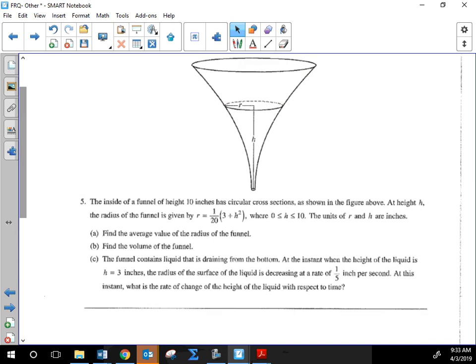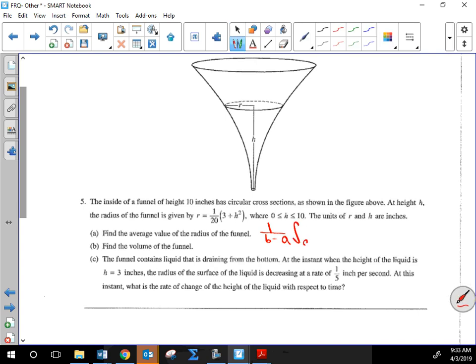Alright, so find the average value of the radius of the funnel. For the average value, you want to do 1/(b minus a) times the integral from a to b of my radius. And radius is a function of h, so it would be r(h) dh. Make sure you're careful to match up the proper variables there.